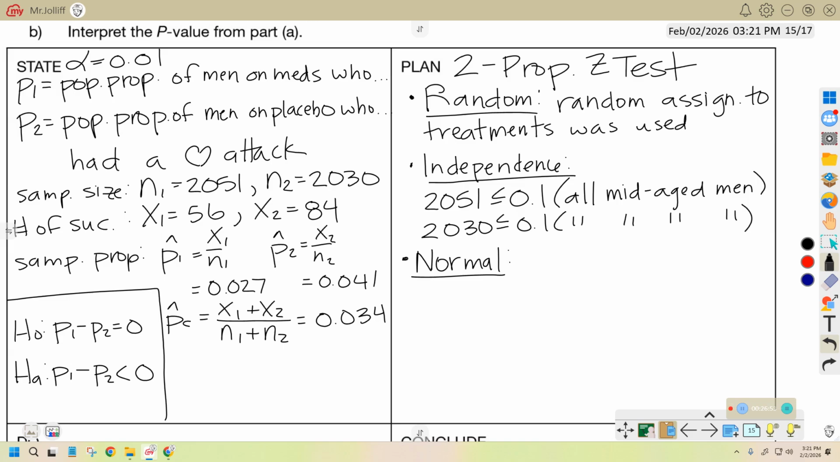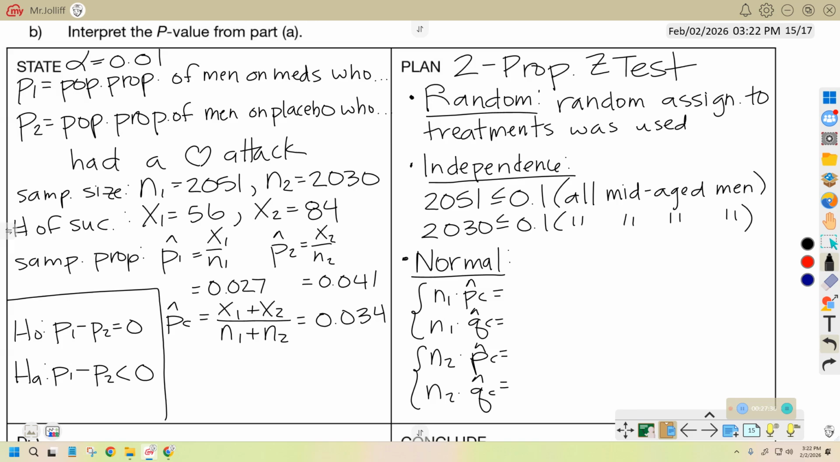Good. That's 4 things. I need to do N1 times P hat C and N1 times Q hat C. I need to do N2 times P hat C and N2 times Q hat C. Is it tedious? Yes. Do you need to do it? Yes. They will deduct points if you do not check on an FRQ. Also, on the MCQ, sometimes this pops up as a do you know what the large count check looks like? And if you don't, you'll miss that MCQ question.